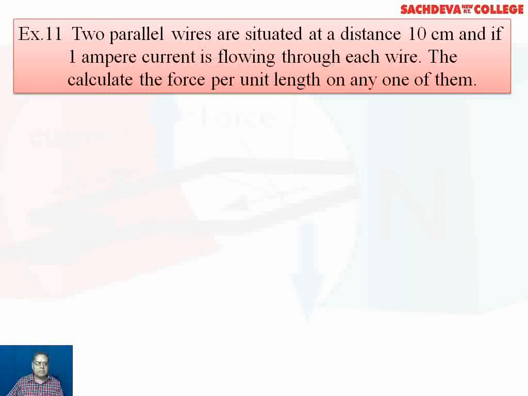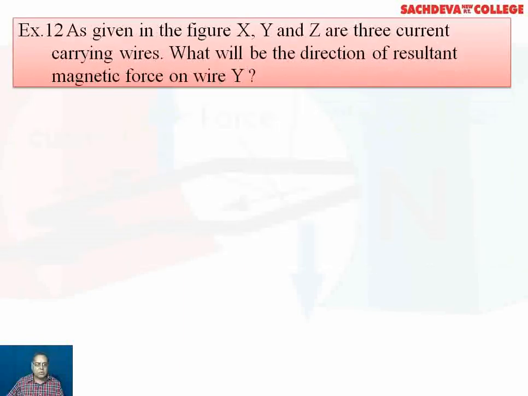Now, the next example is that two parallel wires are situated at a distance of 10 centimeters. If 1 ampere current is flowing through each wire, then calculate the force per unit length on any one of them.